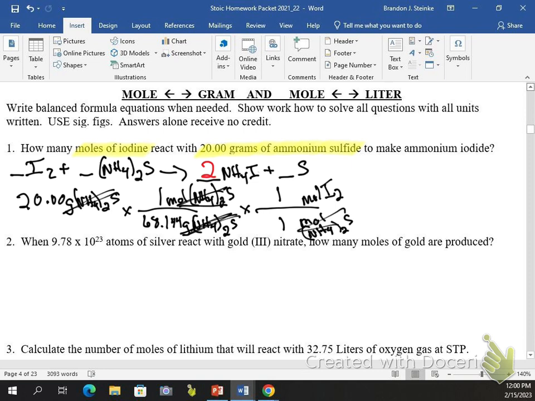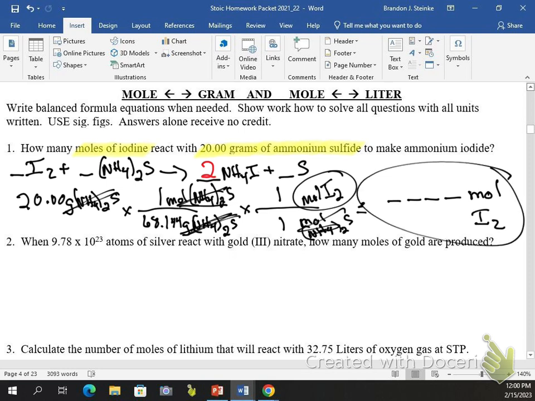Those cross out. I'm left with moles of iodine. Am I done converting? Yes, because that's what the question's asking for. The question asks for moles of iodine, and I'm currently in moles of iodine. I'm done converting. Now I go to my calculator. I need how many sig figs? 4. 1, 2, 3, 4 moles of iodine. There's my answer. Once again, remember, that's 4 significant digits. That doesn't mean there's not more zeros somewhere, but those zeros won't be significant.